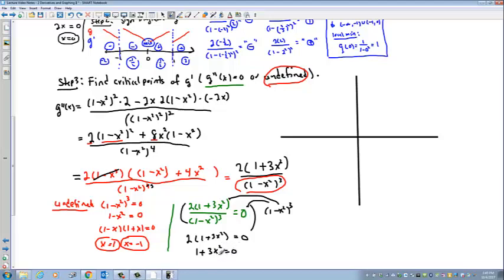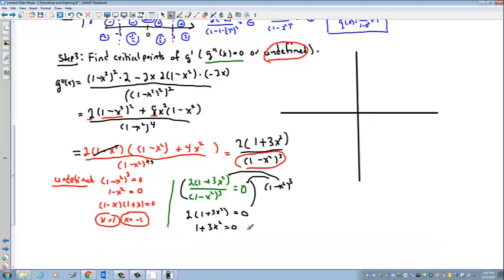And so you may notice at this point that there's not going to be any real solution, because you have a positive thing here and a positive thing here because you're squaring it, and you can't add 2 positive things and possibly get 0 back. But you could solve it if you really wanted to.